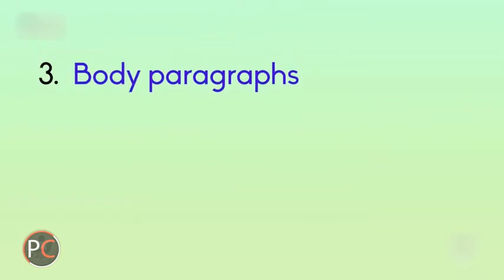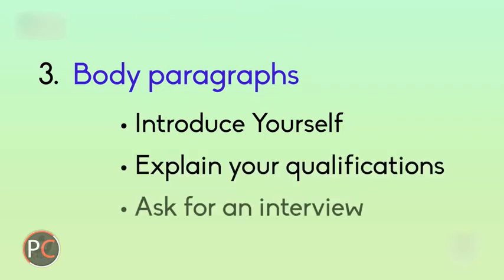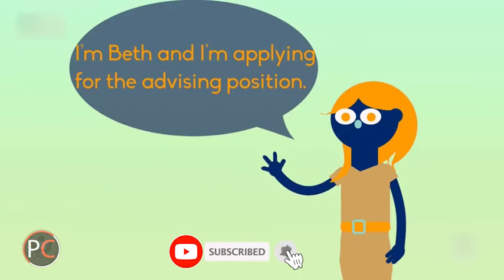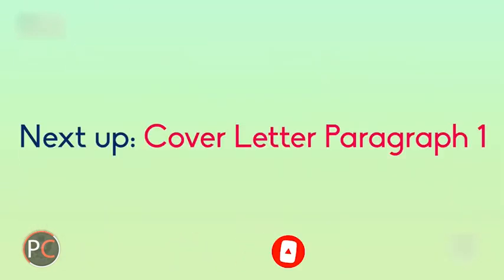Next come the 3 body paragraphs of the letter. This is where you introduce yourself, explain your qualifications, and ask for an interview. We will discuss each paragraph in detail in later videos. The opening paragraph tells the reader that you are applying for a specific job. We will talk about different ways job seekers write this information in the next video.